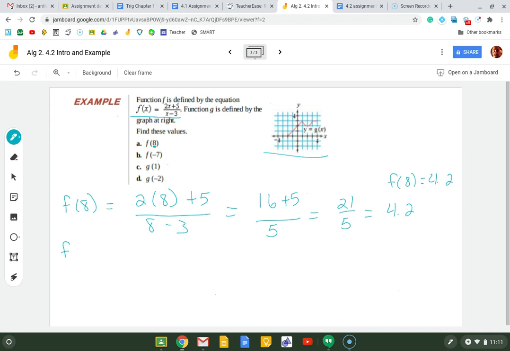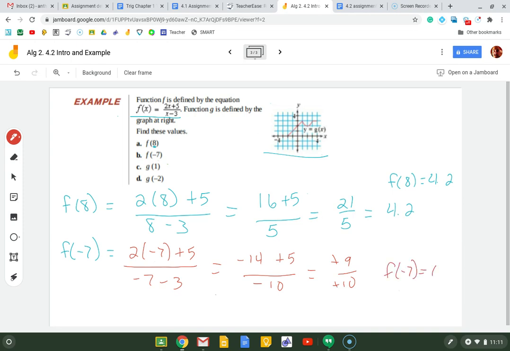Okay, if I want to try f of negative 7, I'm going to plug in negative 7. I'm going to do this in a different color. I have 2 times negative 7 plus 5 all over negative 7 minus 3. 2 times negative 7 is negative 14 plus 5 all over negative 10 this time. And we get negative 9 over negative 10. The negatives should cancel out, and we'll get f of negative 7 equals 0.9 or 9/10. You can write it as a decimal or a fraction. I don't really care.